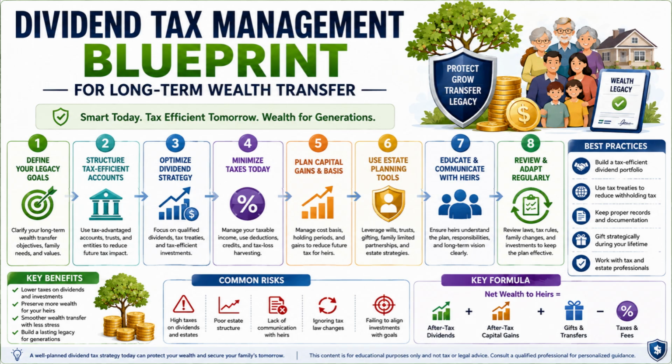Next, structure tax-efficient accounts. Different accounts, trusts, and legal entities may create different tax results. Some structures may help reduce taxes today, while others may support smoother wealth transfer in the future. The key is to organize your investments in a way that matches your family plan, tax situation, and long-term objectives.